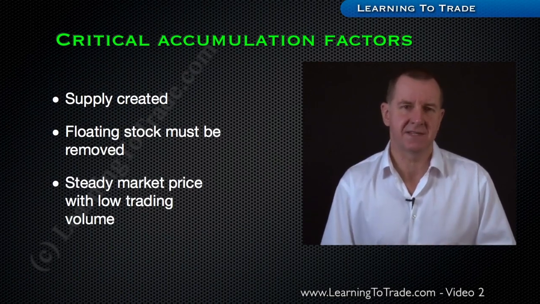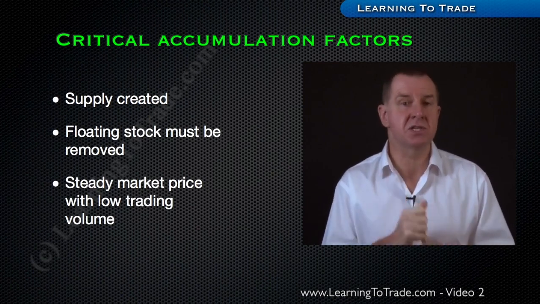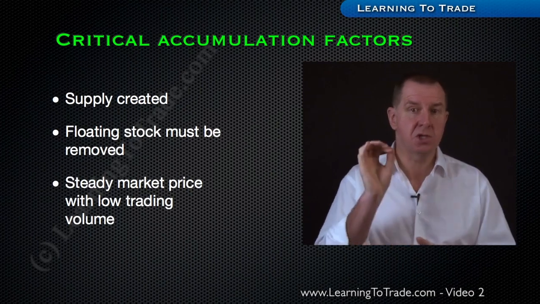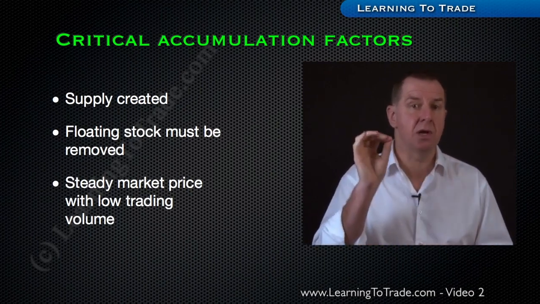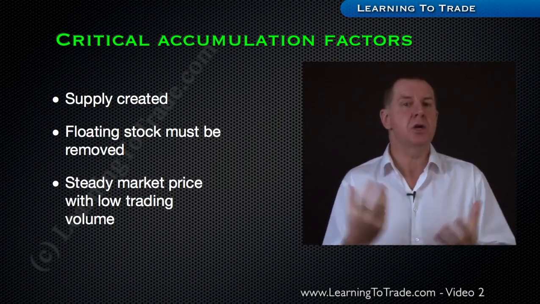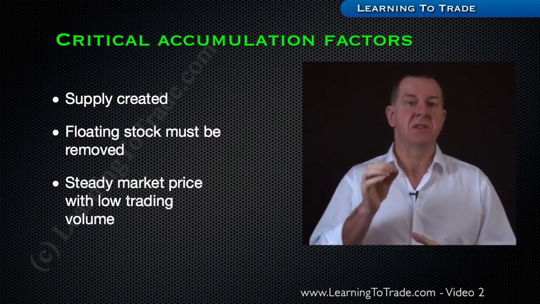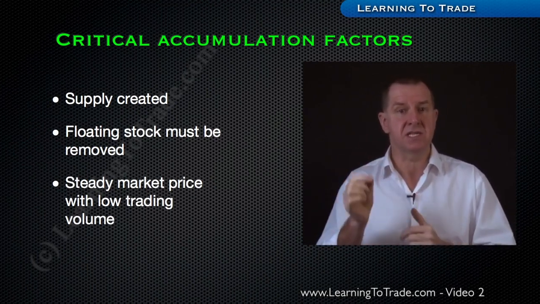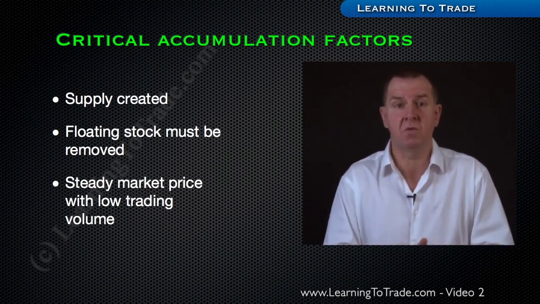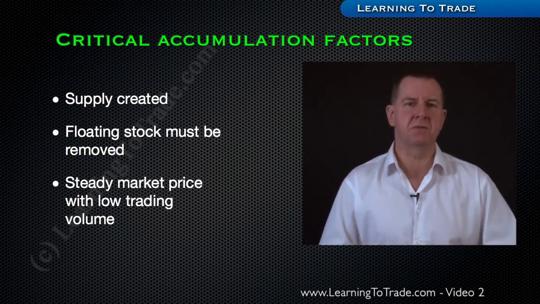Critical accumulation factors. In order to do this, supply must be created. Remember back to the floating stock, this must all be accumulated and thus turned temporarily into fixed stock. And during this time, there must be a steady price with low trading volume so as to not bring this to anyone's attention. Now, once all the accumulation has been achieved, floating stock has been removed and nobody else is selling into the market makers, the stage is now set for the next step in the process. This next step will likely start in a few days or maybe even weeks, depending on what type of activity is going to happen. Now let's have a look at this demand and where it comes from.